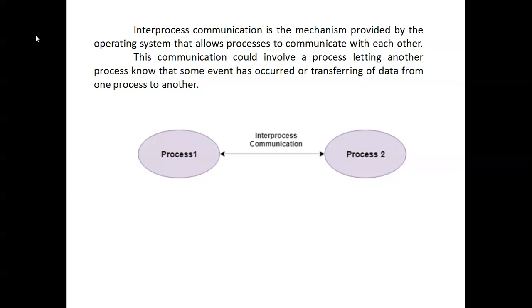So first of all, what is inter-process communication? In any system, there may be one or more processes, and they have communication between them. Consider this example: process 1 and process 2. They have inter-process communication, which means they are sending and receiving data between the processes. So that is called inter-process communication.